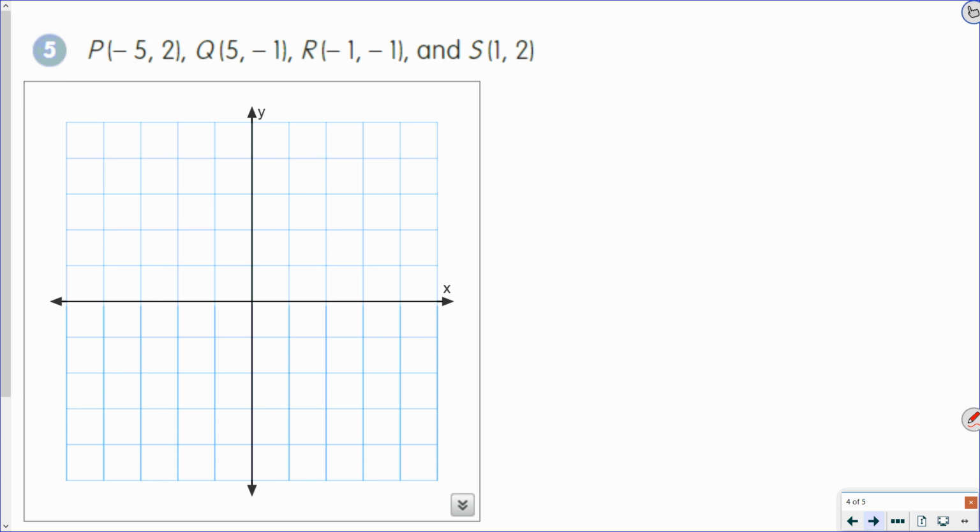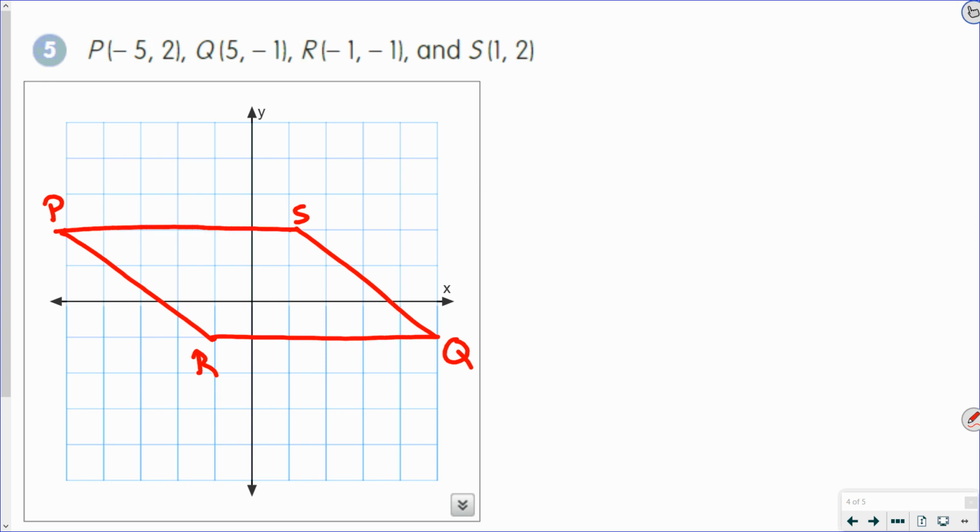So for P, we go -5, 2. For Q, we're at 5, -1. For R, we're at -1, -1. And then S, we're at 1, 2. So again, we would normally go P to Q, but this time we're going to go P to R, R to Q, because that'll give us the actual figure that we're looking for, which is once again a parallelogram.